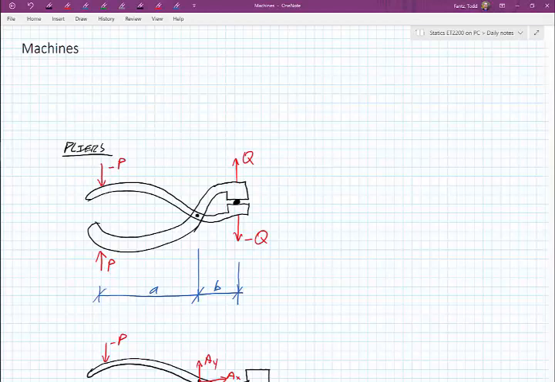So what's the difference between a machine and a frame? The only real difference is the machine has some kind of input forces that will result in output forces, or it's doing work, if you remember that from physics.